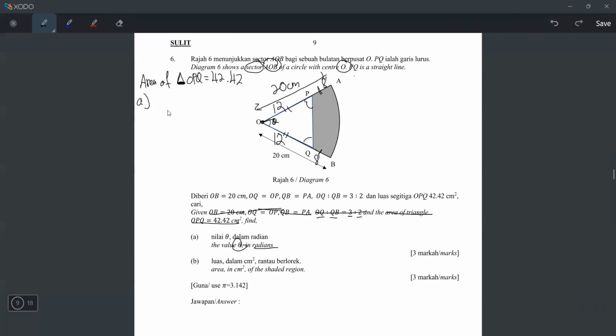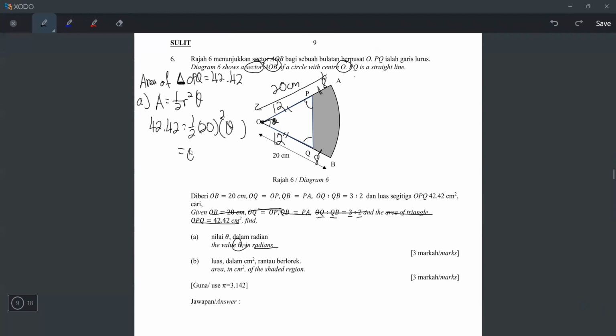So soalan A, I'll do it here. So how to find the value of theta? So we can see that the theta is here. So how to do it? Just use this formula. Just use this information lah. So what is the formula for area? 1 over 2 r squared theta, right? So we all know the area is 42.42, and then the 1 over 2 just follow r squared. R is 20, right? And then the theta is this theta lah.